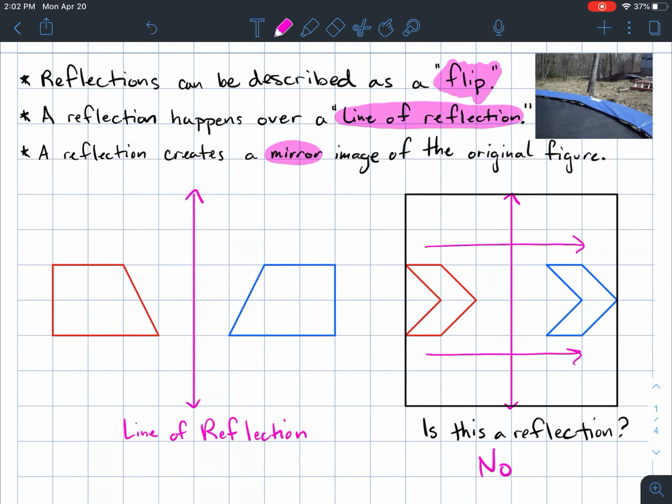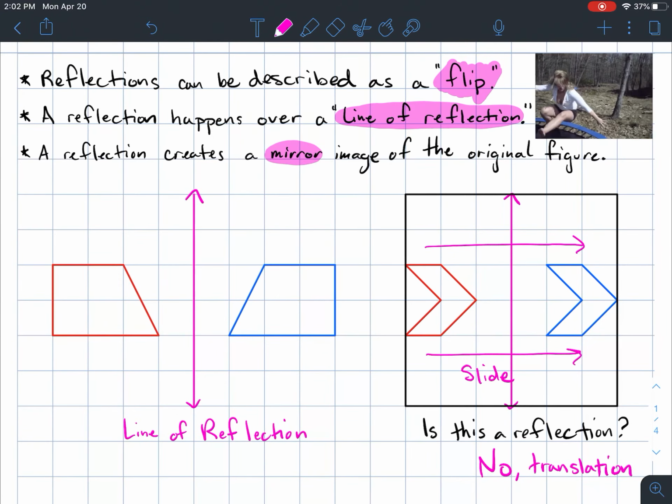So they were not flipped over the line of reflection. They were not flipped over that pink line, the y-axis. They were actually slid, right? This was like a slide. So this inside the black box is a translation, right? Not a reflection.